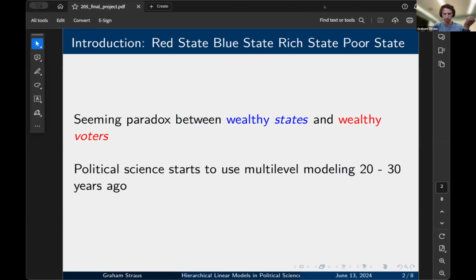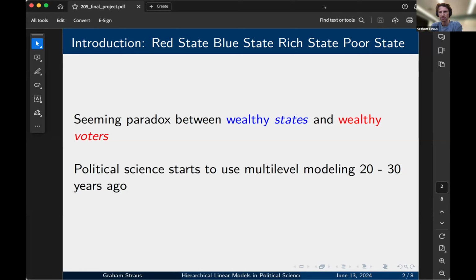People were a little bit confused about this when he was writing in 2007, 2008, and they thought, oh, well, wealthy people are more likely to be Republican, so wealthy states would probably be Republican. That would be wrong. Wealthier states like California and New York and Connecticut actually consistently vote for the Democrats, and poorer states like Oklahoma or Mississippi vote for Republicans. But if you have individual level data, wealthier people are more likely to be Republicans, and poorer people are more likely to be Democrats. So there's this big paradox.